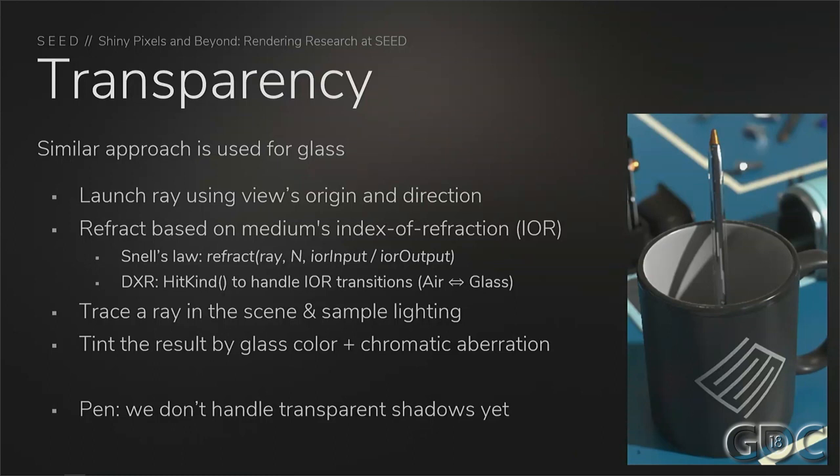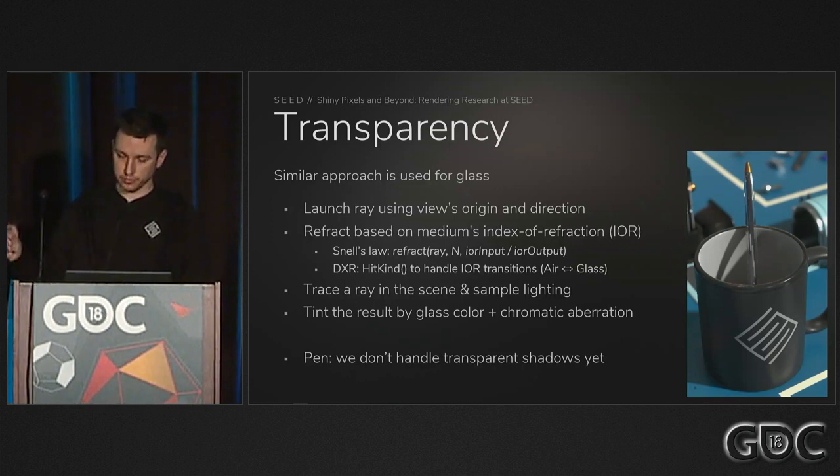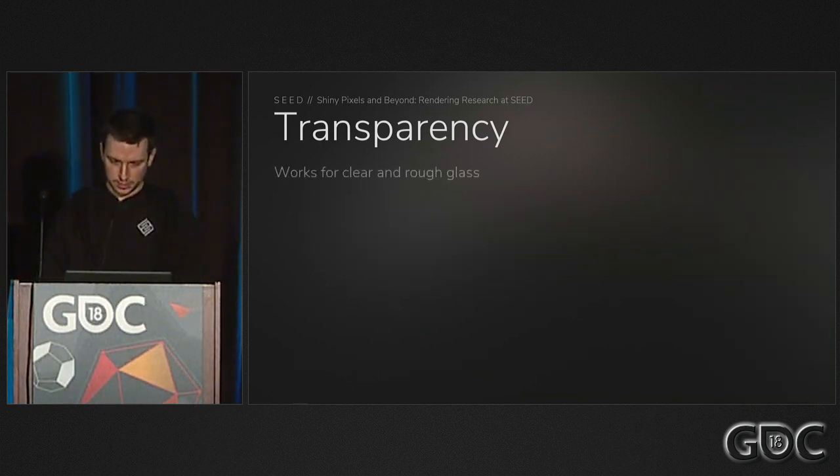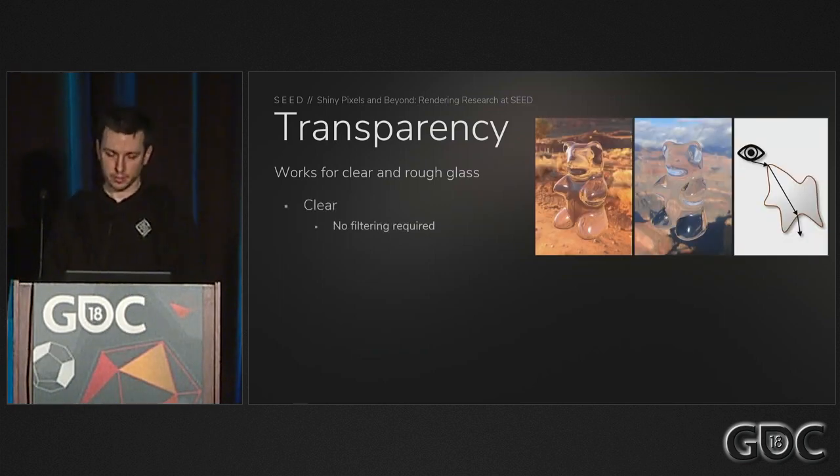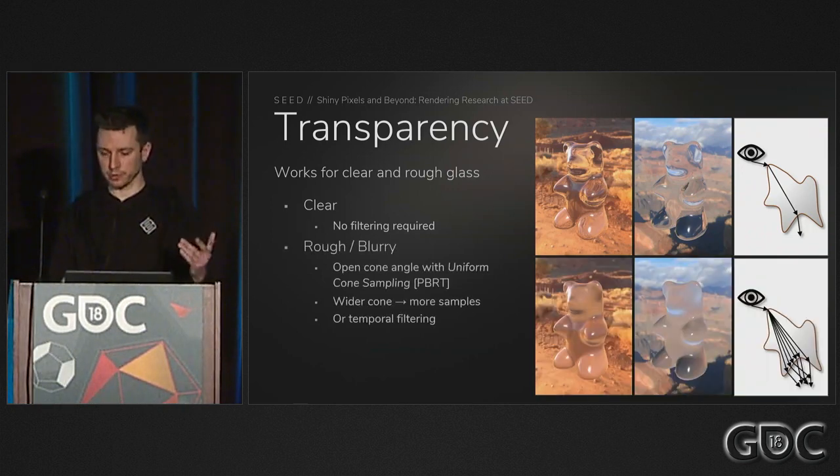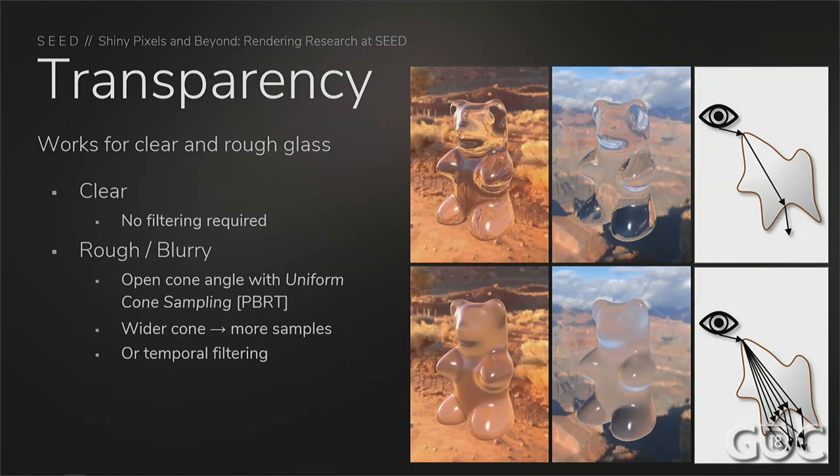And so for the theme of the demo, we used this on pens. And in this case, it was a multi-layer material with the ink tube inside. As you can see, we're not handling shadows properly, the shadow that goes through the pen. But until next time. And so what's cool about this technique is that it works for both rough and clear glass. So for clear glass, you don't need any filtering. And for rough glass, well, we kind of open the cone angle. So obviously, you either need more samples to get rid of the noise, or you can use temporal filtering. The examples here show a very simple material model for glass, but obviously you can do something more complicated.